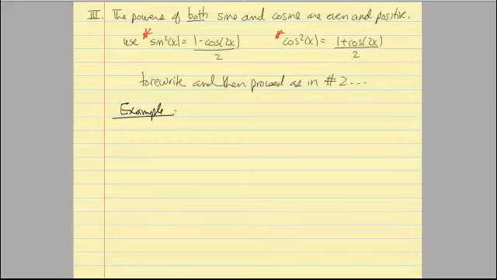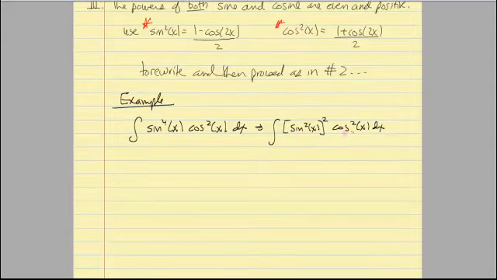So for the example that we're going to look at, let's do sine to the fourth of x cosine squared of x dx. The first thing important to note is that we're looking at everything in terms of squares here. Sine to the fourth is the same as sine squared, quantity squared, and cosine squared is just cosine squared. So I have a sine squared squared times a cosine squared. What we're going to do is take sine squared and rewrite it as such, this will be quantity squared, and we'll take cosine squared and rewrite it over here.